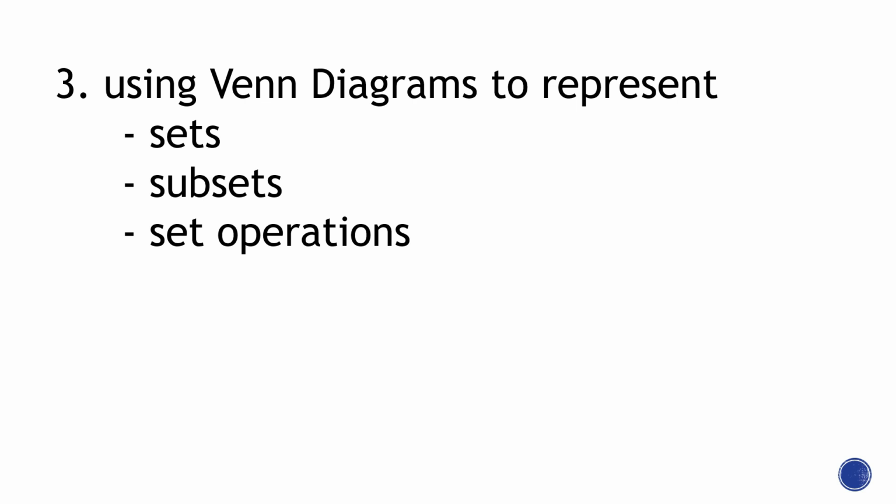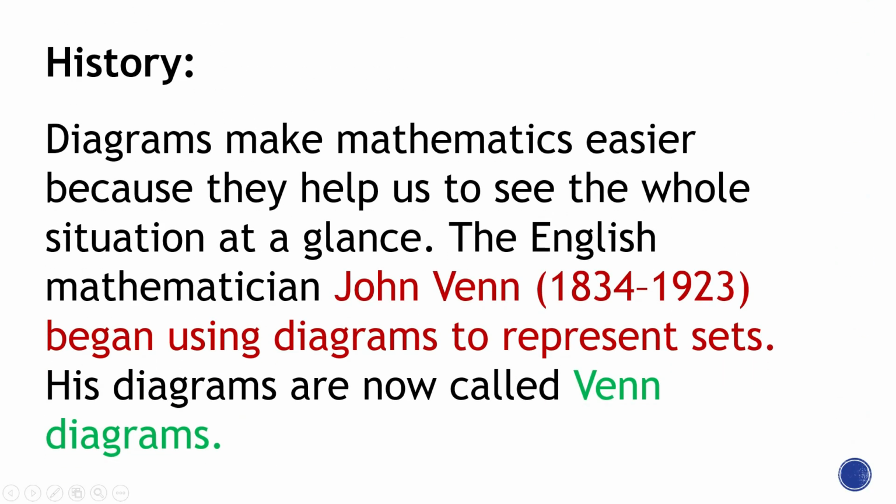Now, before I give you examples, let me tell you a bit of history about diagrams and specifically the Venn diagram. Diagrams in general make mathematics easier because they help us to see the whole picture at a glance. Back then, there was an English mathematician named John Venn, and during his times, he used diagrams to represent sets. That's why the Venn diagram is named after him, and it's very helpful for us to use this, especially in representing sets, and later on in solving problems involving sets.